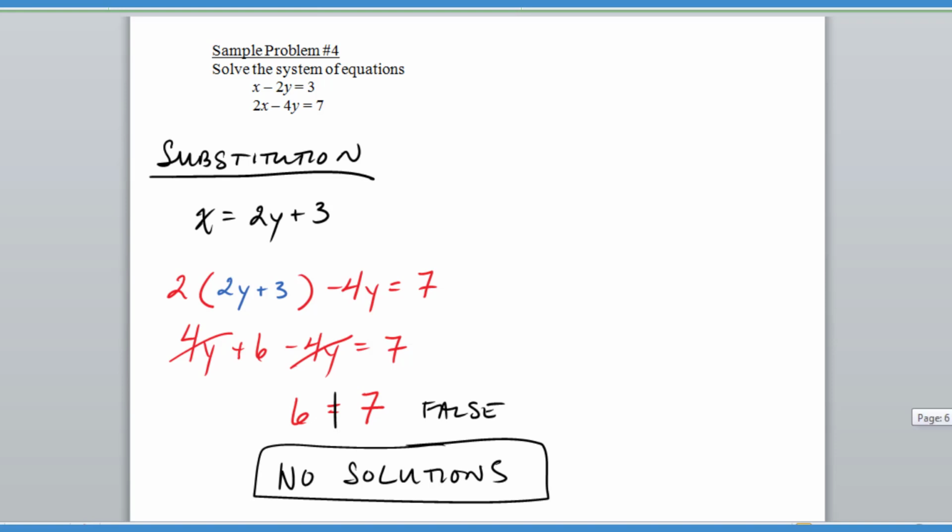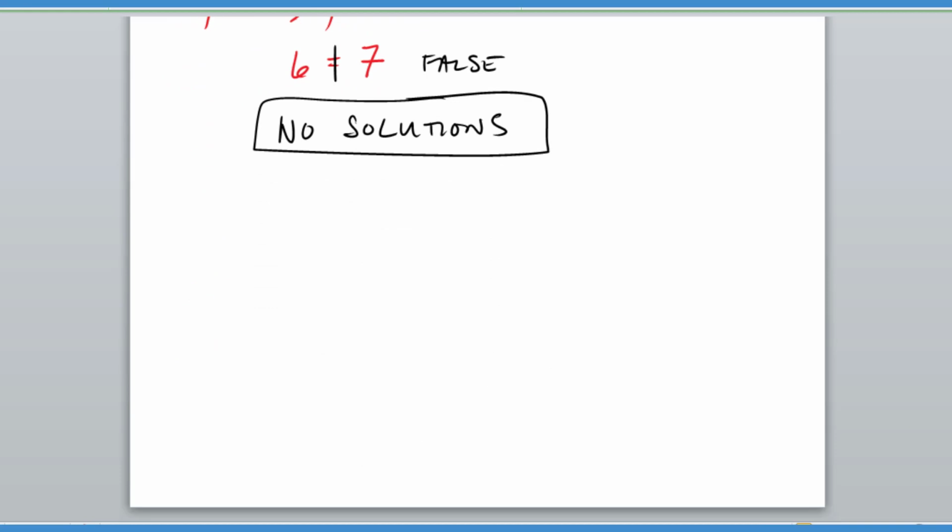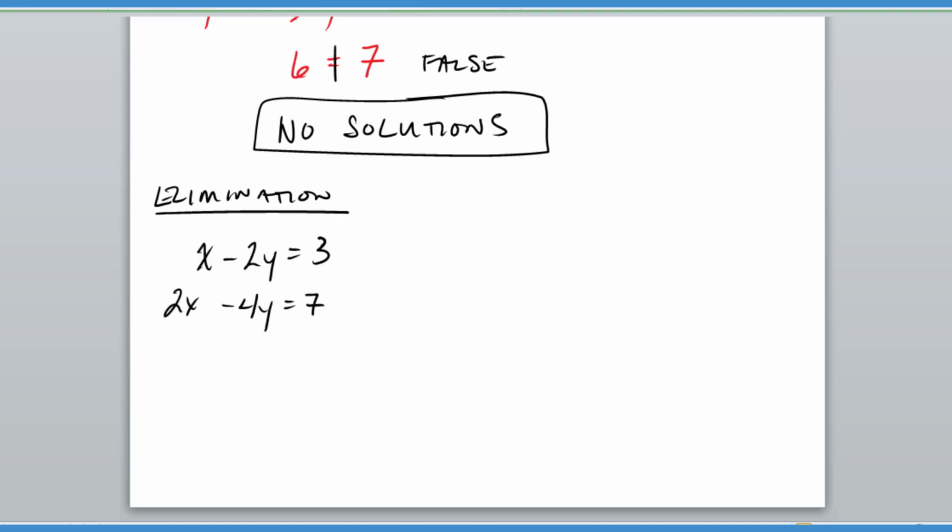Now, if you went the elimination route, I'll go ahead and work this from an elimination standpoint so you can see what your answer would actually look like. So I'm going to start here. I'm going to multiply this entire first equation by negative 2. And so when I do that, I end up with negative 2x plus 4y equals negative 6.